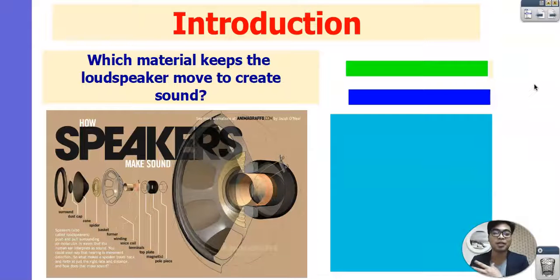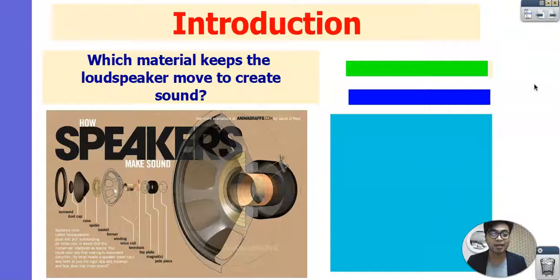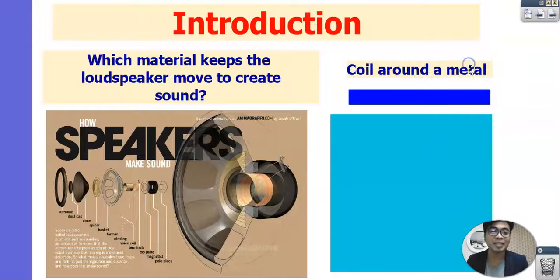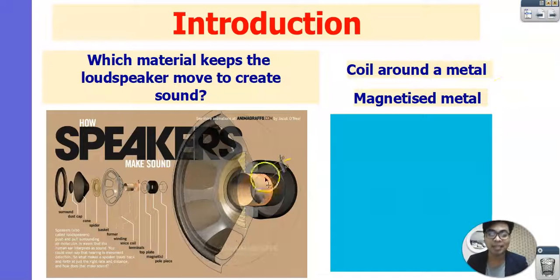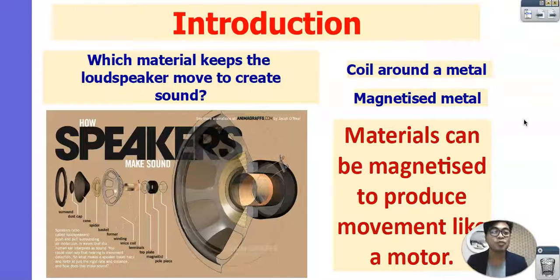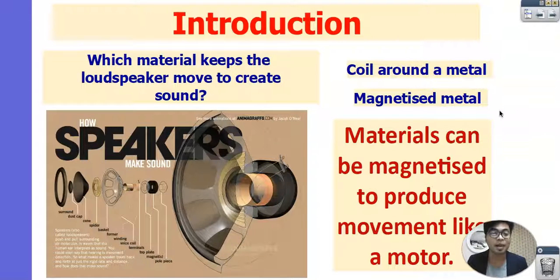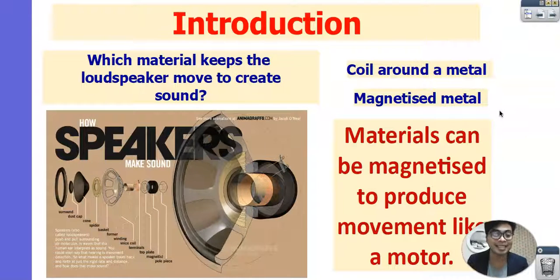So first, since we're talking about an electromagnet, I want you to take a look at this picture over there. What can you see? You can see a loudspeaker. To make a loudspeaker, we need one important material. That is a coil around a metal or any magnetized metal, and that's the reason why it is moving right over there. So a material can be magnetized to produce movement, and when it produces movement, the air vibrates and therefore we can hear the sound. That's technically how the loudspeaker functions. It moves like a motor, and a motor is found inside a loudspeaker.